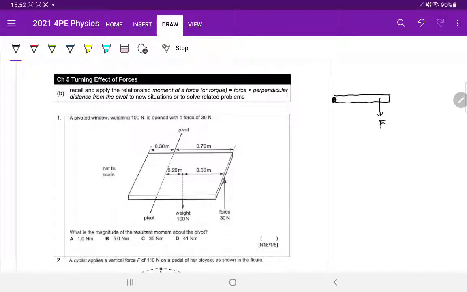Let's go to the first question, Learning Objective 5B. Recall and apply the relationship that moment of a force equals force times perpendicular distance from the pivot to new situations or to solve related problems. Right, so really quickly, if this is a force, this is a pivot. We're talking about the turning effect of forces.